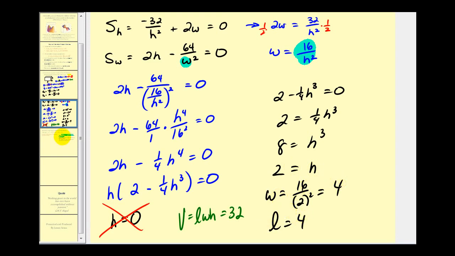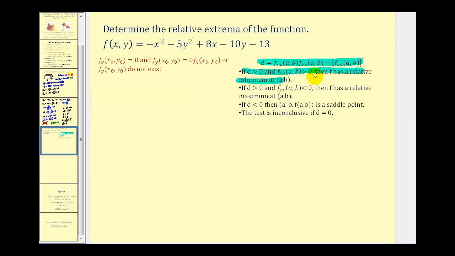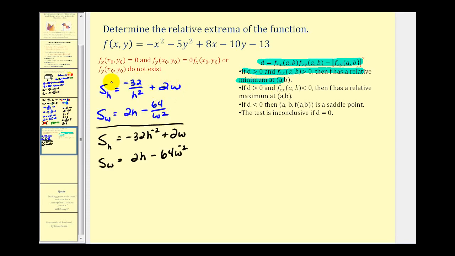But really, to be sure, we should determine the value of d as we see here and make sure we have the conditions that represent a relative minimum. So let's go ahead and take the time and do that. So let's go ahead and rewrite our first order partial derivatives. So here we have our first order partials from the previous screen, and I went ahead and rewrote them using negative exponents here. Let's go ahead and find our second order partials.